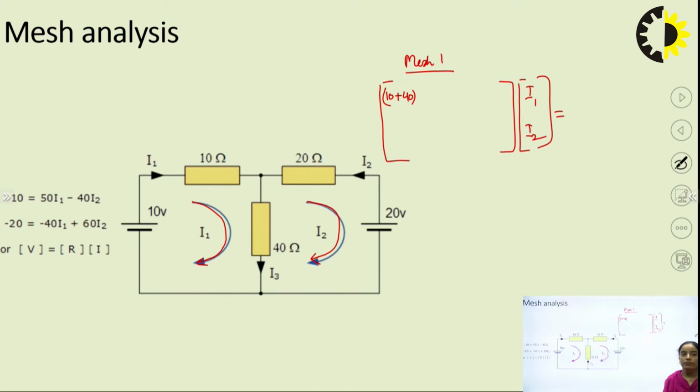Now see, if we are traversing in mesh 1, the current I2 is also there in this 40 ohm resistor. So what is the resistance that is linked between these two meshes? Write that with a negative term. That is, the resistance linked with both I1 and I2 is 40. So we will take the negative sign of that.